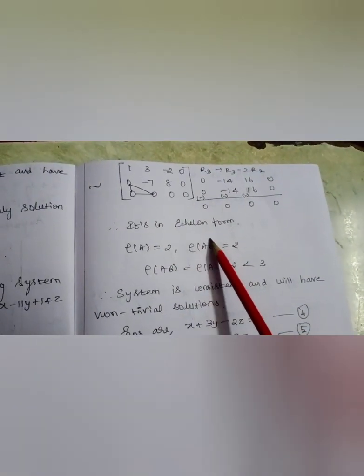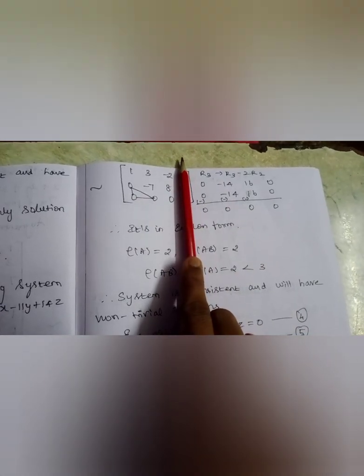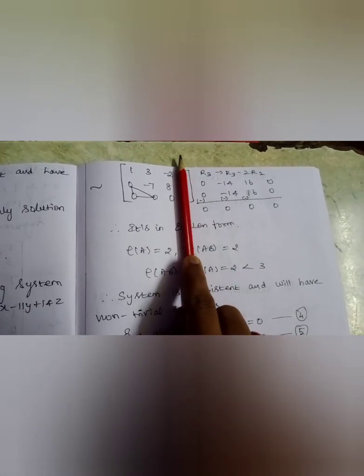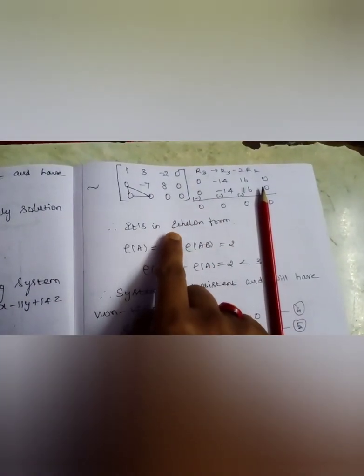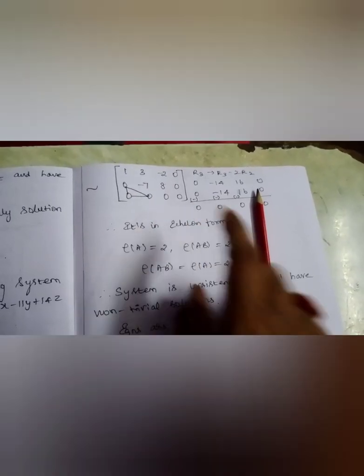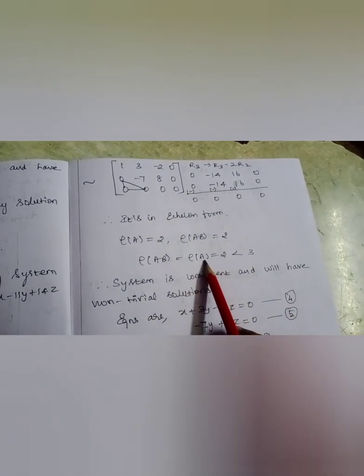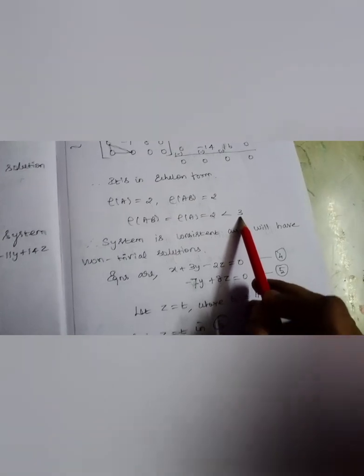After coming to the echelon form, I am going to check the rank of A alone. The non-zero rows are 2 rows, so the rank is 2. When I check for the whole matrix [A|B] also, the rank is going to be 2 only. So rho of [A|B] is equal to rho of A is equal to 2, which is less than the number of unknowns. So in this case, we will follow the same method we did for the non-homogeneous. So we will write the equations now.